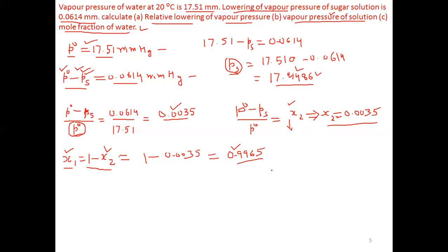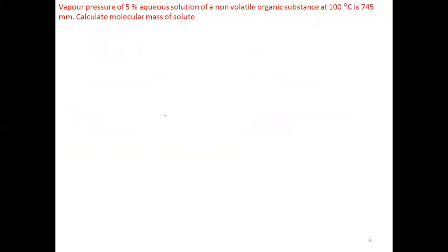Let us come to the next numerical. This numerical says that the vapor pressure of a 5% aqueous solution of a non-volatile organic substance at 100 degrees Celsius is 745 mm. Calculate the molecular mass of solute. Now it is an interesting numerical. What are we given? We are given Ps, the vapor pressure of solution at 100 degrees C. It is 745 mm mercury.